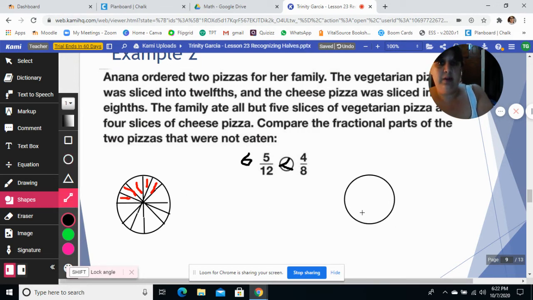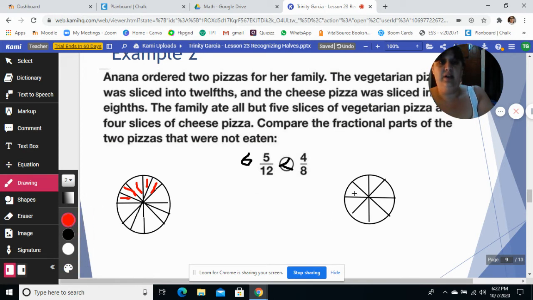Okay, so here we go. We're going to divide this one into how many pieces? 8, right? Because that was our denominator. So there's 1, 2 pieces. 3, 4 pieces, 5, 6 pieces, and 7, 8 pieces. Now, they ate all but 4 of them. Okay, so we're going to make our 4 left. We're going to color 1, 2, 3, 4.